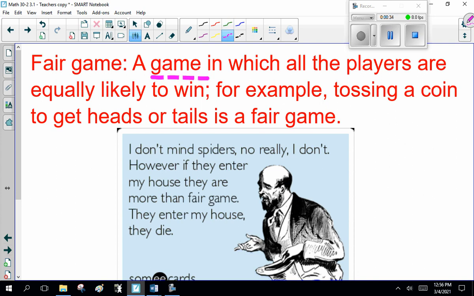A game where everybody's equally likely to win. Now be careful. Notice the joke here. I don't mind spiders. No, really I don't. However, if they enter my house, they are more than fair game. If they enter my house, they die. So fair game means more than one thing. But we're talking about a game where all players are equally likely to win.